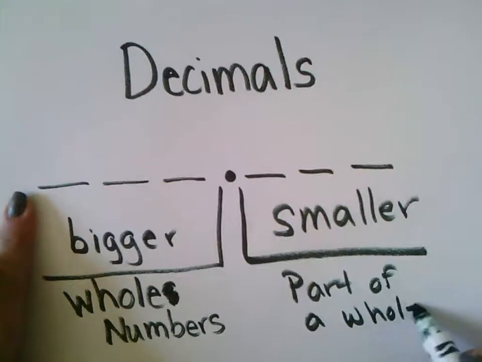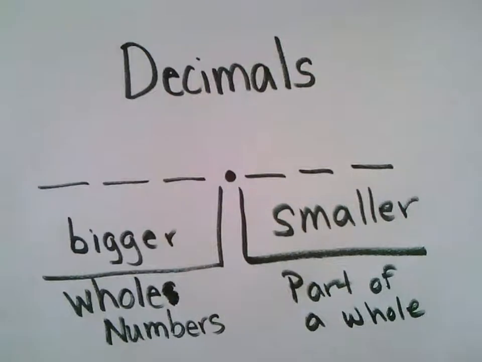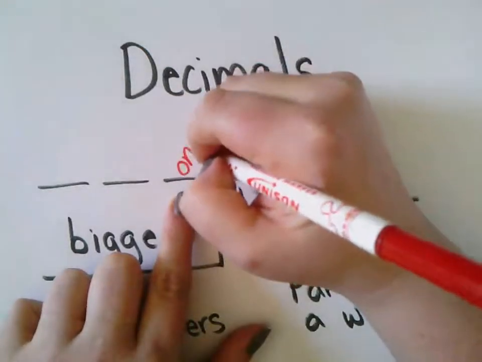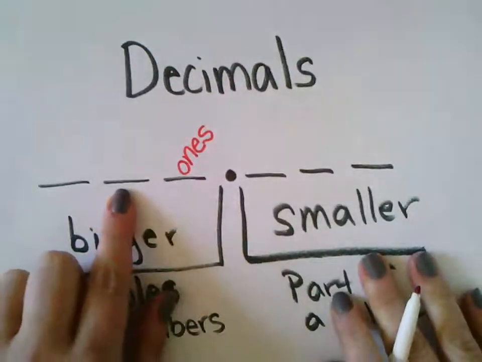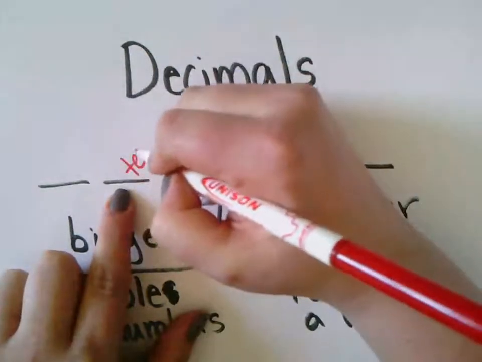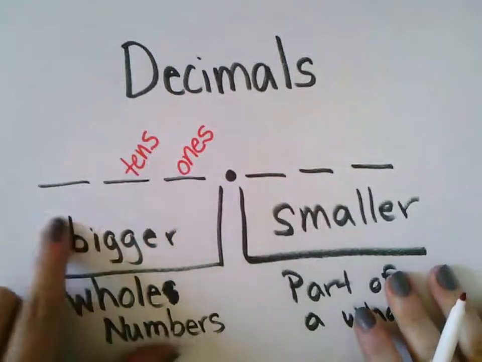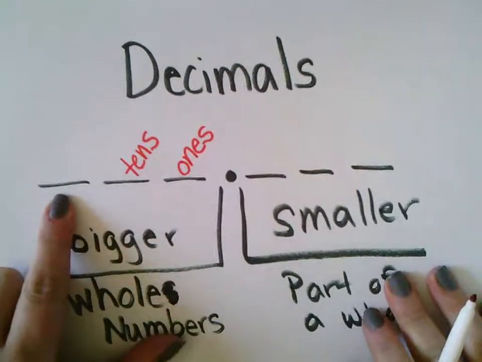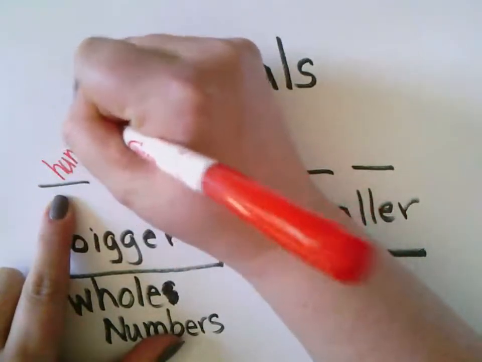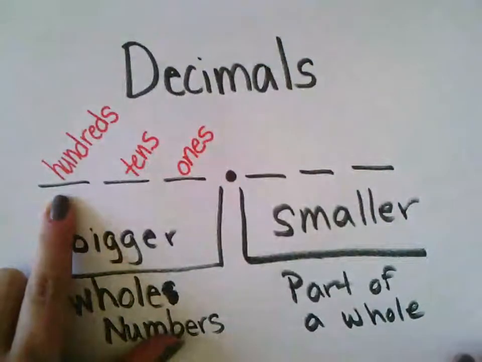So let's name our place values. So let's start with our whole numbers. So the number that comes right before the decimal point, what is this called? Good, it's ones place value. All right, so the one that comes before the ones is called the what? The tens place value. Very good. Then what comes before the tens place value? Good, we have the hundreds. I know you're all shouting out the correct answers at home.